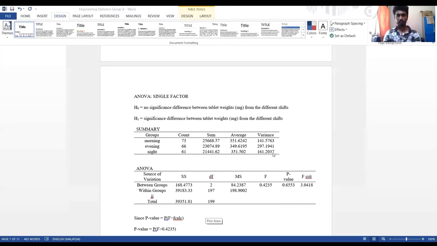Before I explain further, I'd like to tell the definition of H0 and H1. H0 is no significant difference between tablet weights from the different shifts. H1 is a significant difference between tablet weights from the different shifts.